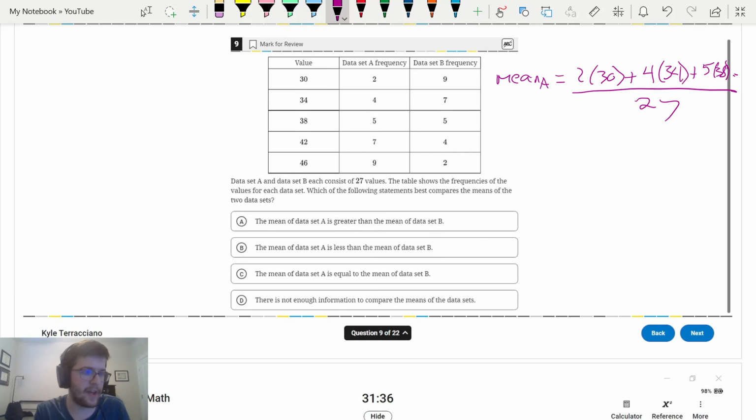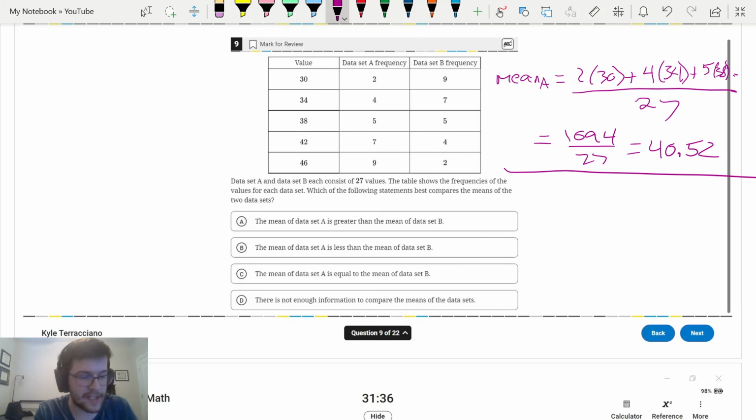If you do all that, I get 1094 over 27, which is 40.52. Okay. Again, this isn't how you're supposed to do it. I'm just going over it in case you need to do this for another question. It's important to understand. We want to fully understand every question. Okay, so for the mean of B, we're going to do sum divided by n. It's also 27. They both have 27.